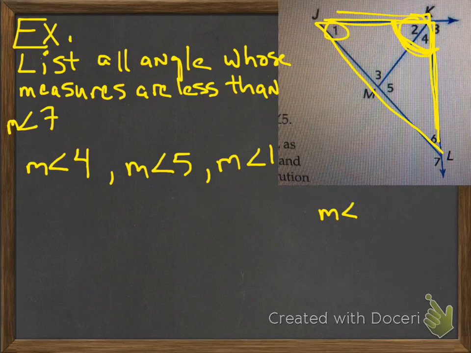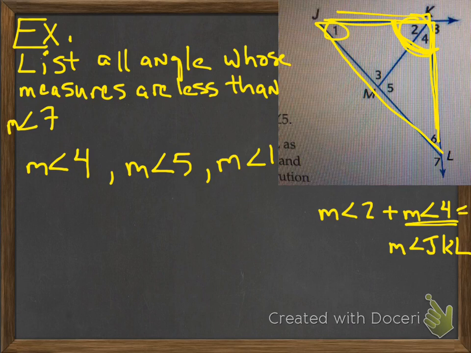And I know for a fact that angle 2 and angle 4 add up to JKL, and I've already got angle 4 noted. So if angle 4 is less than 7, angle 2, which has to add up with 4, and then add that to 1 to be equal to 7, has to be less than 7 also. So there are my 4 angles that I know for sure are less than angle 7.